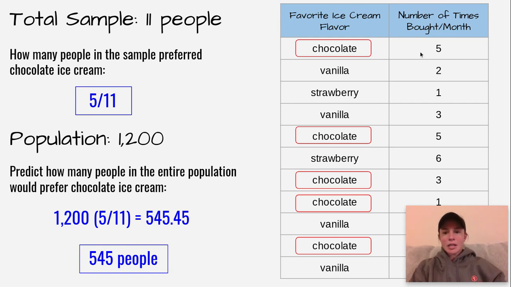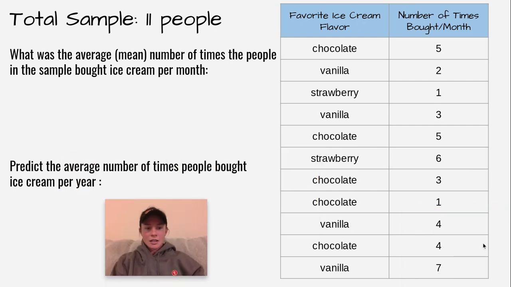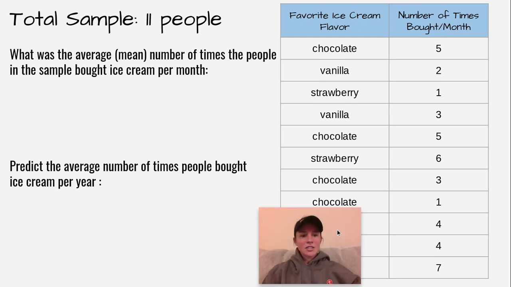So the next example here, we're going to look at the numerical data, so the number of times the people bought the ice cream per month. Move my little picture over so we can make sure we see our information here. Okay, so if I want to know the average number of times from my sample, and we still have 11 people, the average number of times the people in the sample bought the ice cream per month.